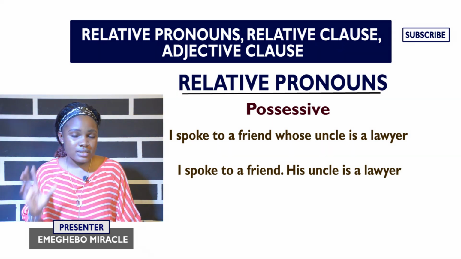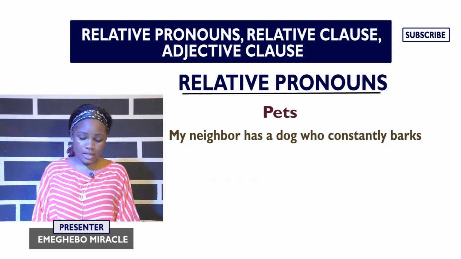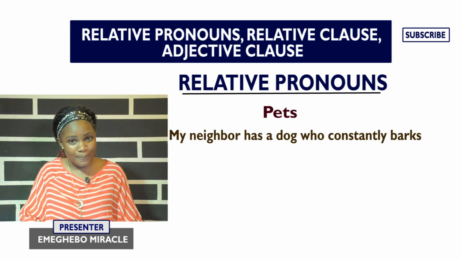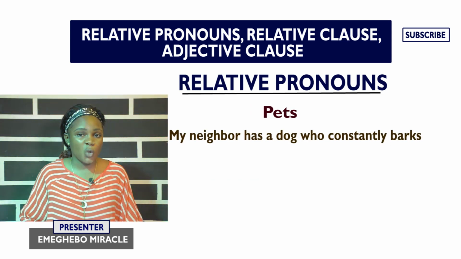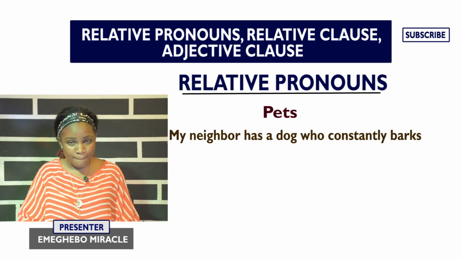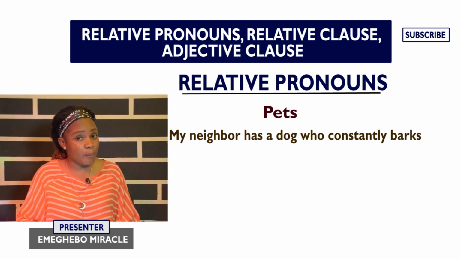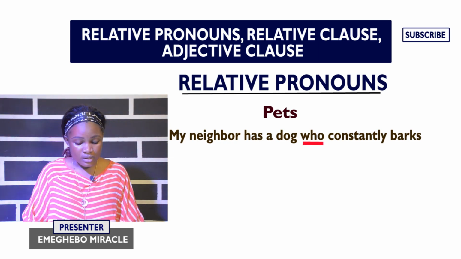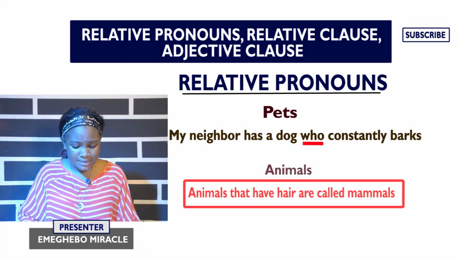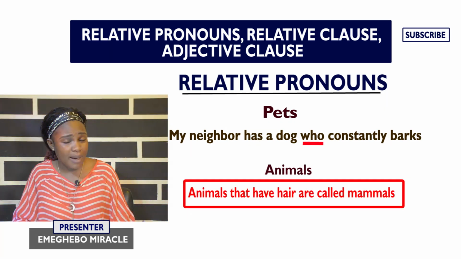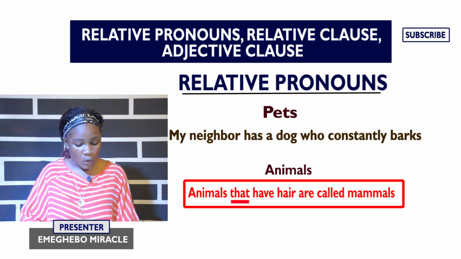So let's talk about pets. My neighbor has a dog who constantly barks. My neighbor had a dog who constantly barks. So for dogs or for pets, we use who. Then animals that have hair are called mammals. We use that for animals.